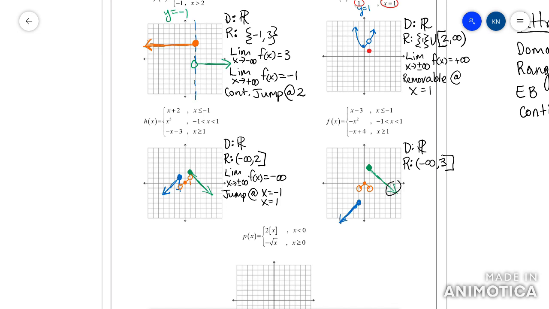The end behavior, both these arrows are going down forever, so you can use a plus minus. And it's just going to be f of x equals -infinity since they're going down. And then again, these are jumps. So for continuity, I would say jump at x equals -1 and at x equals 1, like that.